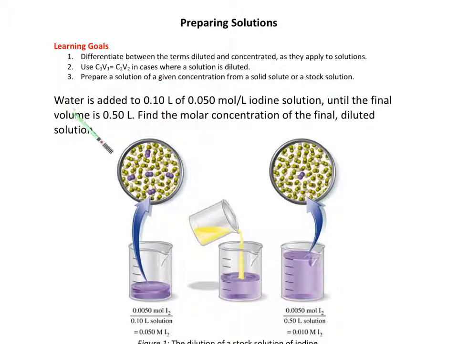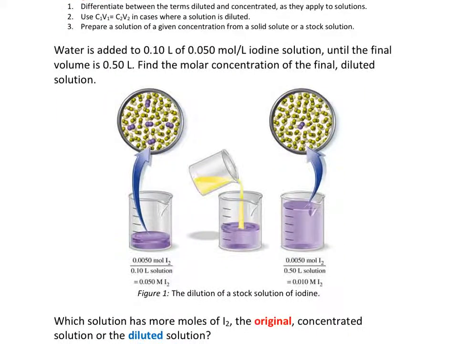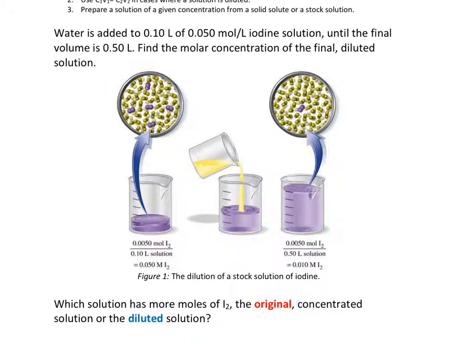So we're going to start here by looking at this situation where you've got 0.1 liters of 0.05 mole per liter iodine, and some water is being added to it. Enough water is added to give you a final volume of 0.5 liters, or 500 milliliters. And we are asked to find the molar concentration of that final diluted solution. So first of all, what has happened, or how do we know that the solution has been diluted?